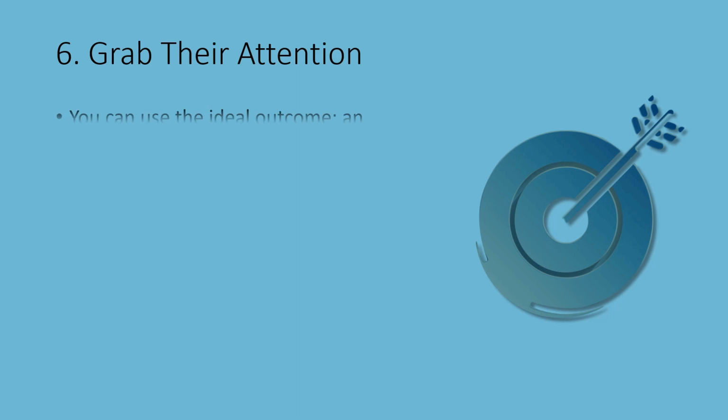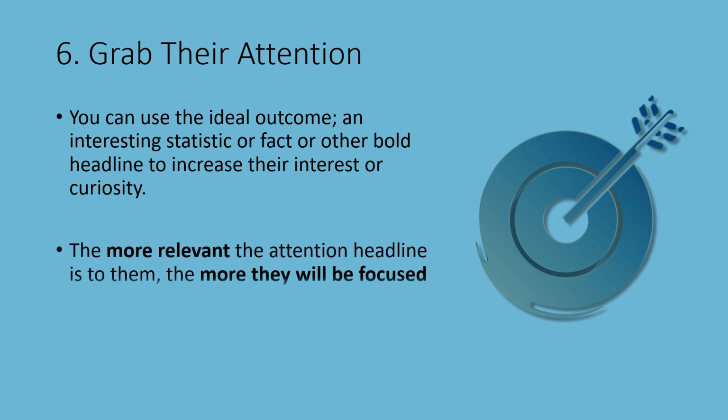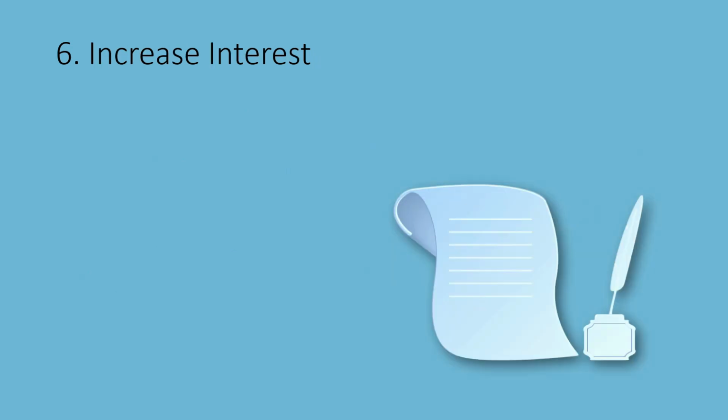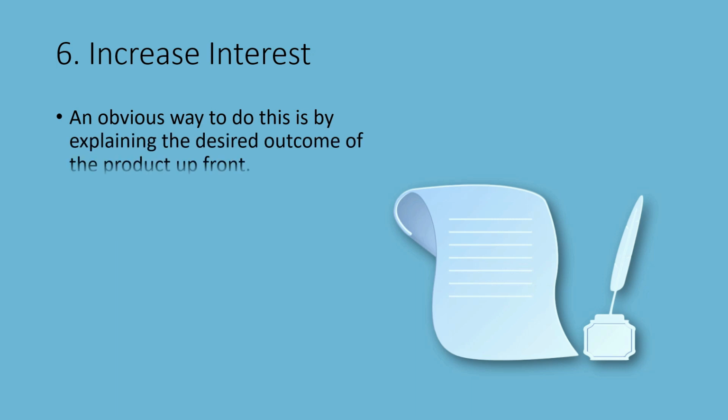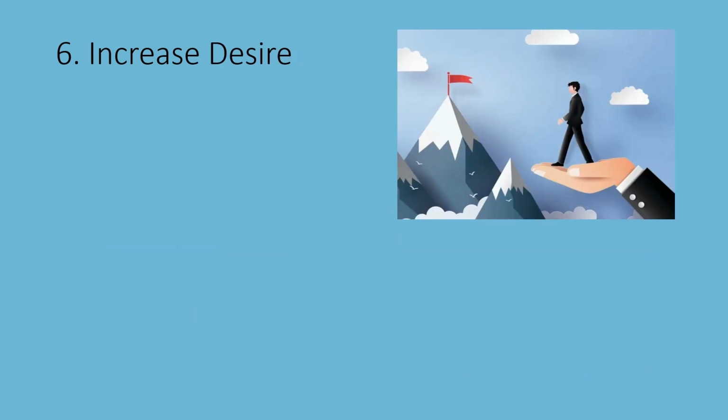Firstly, grab their attention. You can use the ideal outcome, an interesting statistic or fact or other bold headline to increase their interest or curiosity. The more relevant the attention headline is to them, the more they will be focused on what you have to say. Next, increase interest. An obvious way to do this is by explaining the desired outcome of the product up front. However, many people follow the problem-solution formula. Others like to tell a story, which highlights the problem-solution journey.